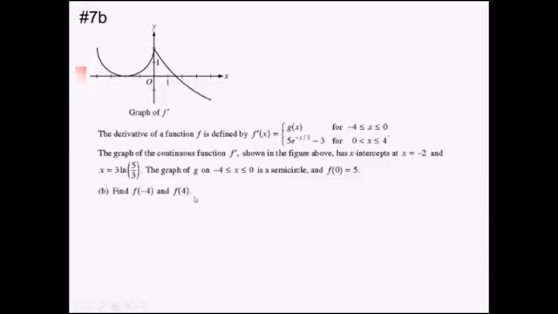For this part of the problem, they want us to find f of negative 4 and then f of 4. So to find f of negative 4, since I have f prime here and I also have a function value for f, I basically need to do f of 0 plus the integral of f prime from 0 to negative 4. So the way I'm going to write this is f of negative 4 is going to equal 5, which we know to be f of 0, plus integral from 0 to negative 4 of f prime of x dx.